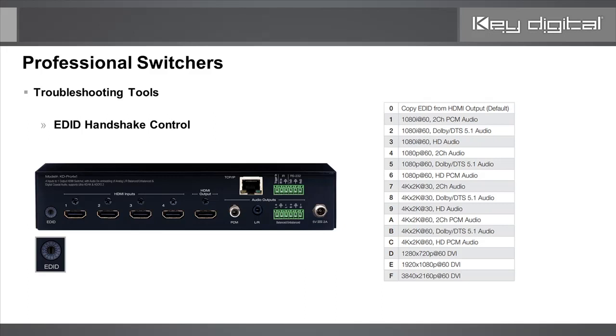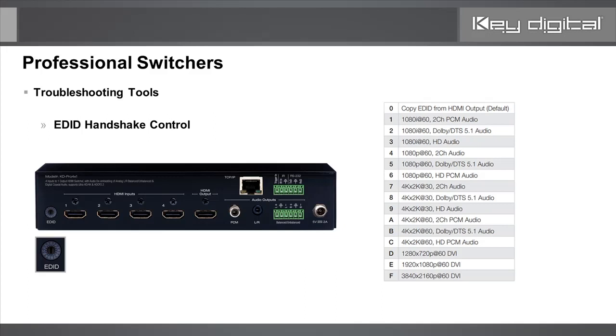And the EDID table that you see here is pretty simple actually. We allow the copy from the connected output device in case it's very old or perhaps very new or perhaps not standard. It's as if you're connecting the source directly into that monitor at setting 0. And then from there, settings 1, 2, and 3 are all 1080i handshakes with 3 different audio options: 2-channel, 5.1, and HD 7.1 audio formats.